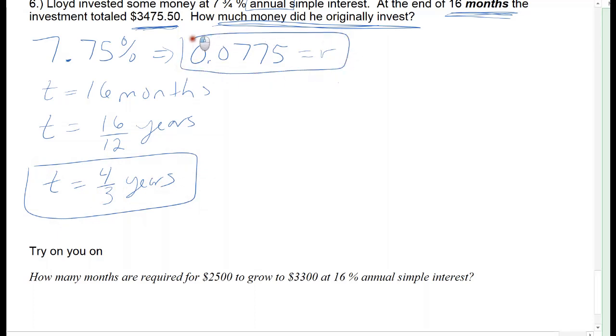All right, so there's my interest rate as a decimal. There's my time in years. The other value that they gave me was what it totaled after 16 months. And so they gave me the future value, $3,475.50.